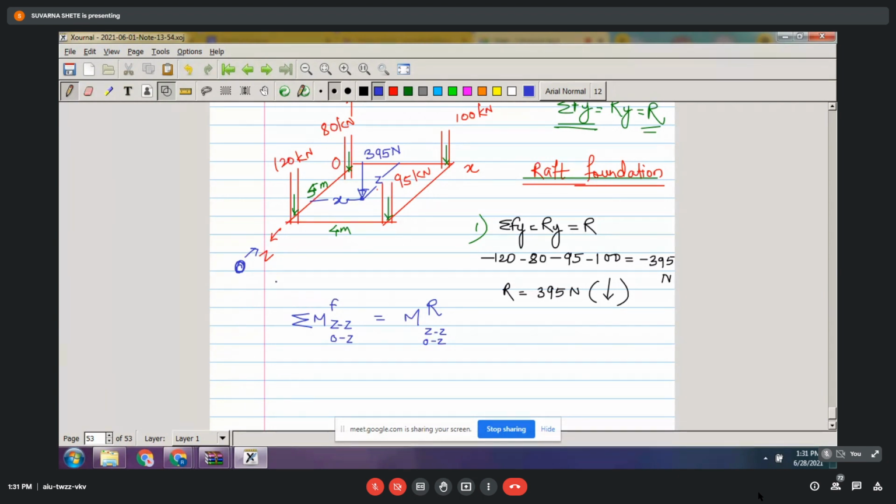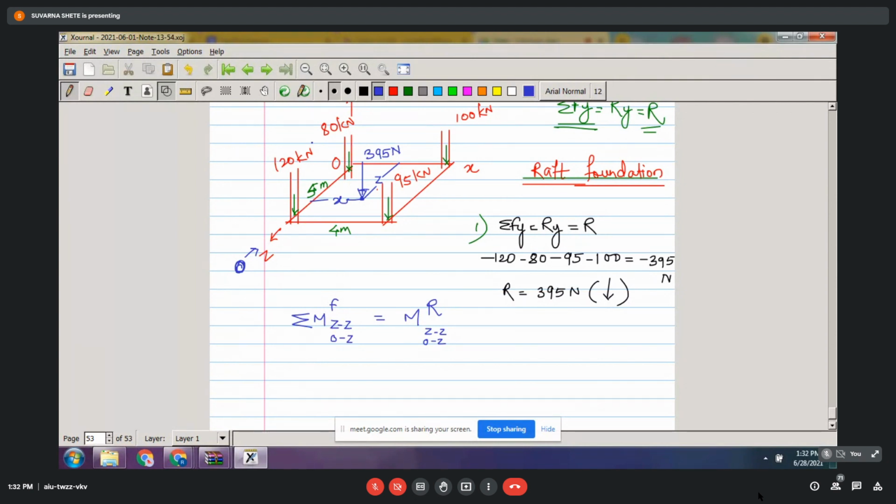Can you tell me whether the 80 kilonewton force will create any kind of rotational effect on this raft foundation about the OZ axis? No. Why? Perpendicular distance. Because the line of action of the 80 kilonewton force is passing through the OZ axis. So it will create zero rotational effect.